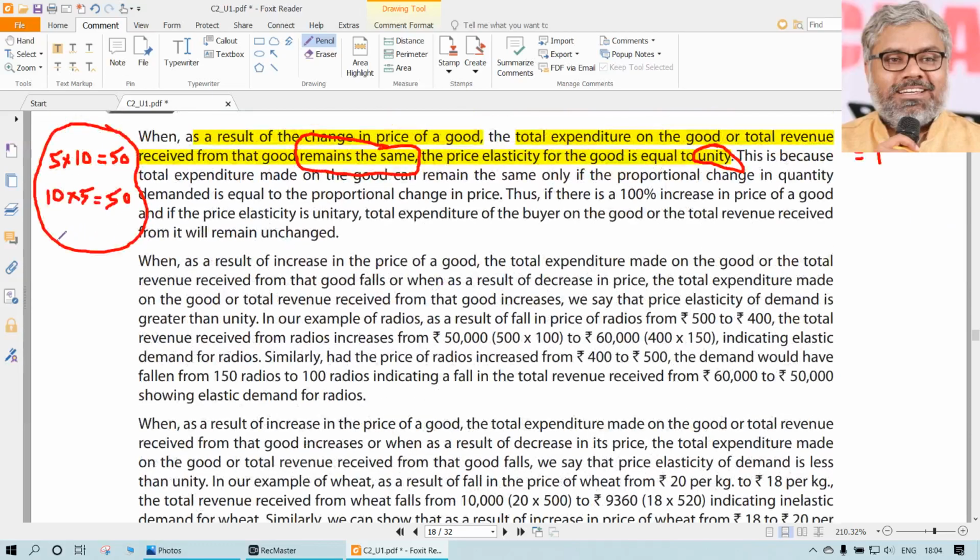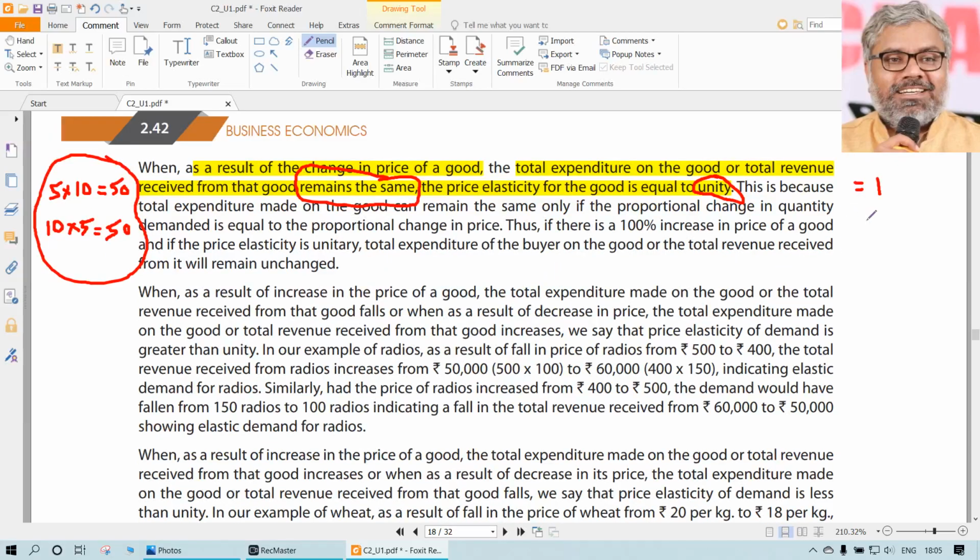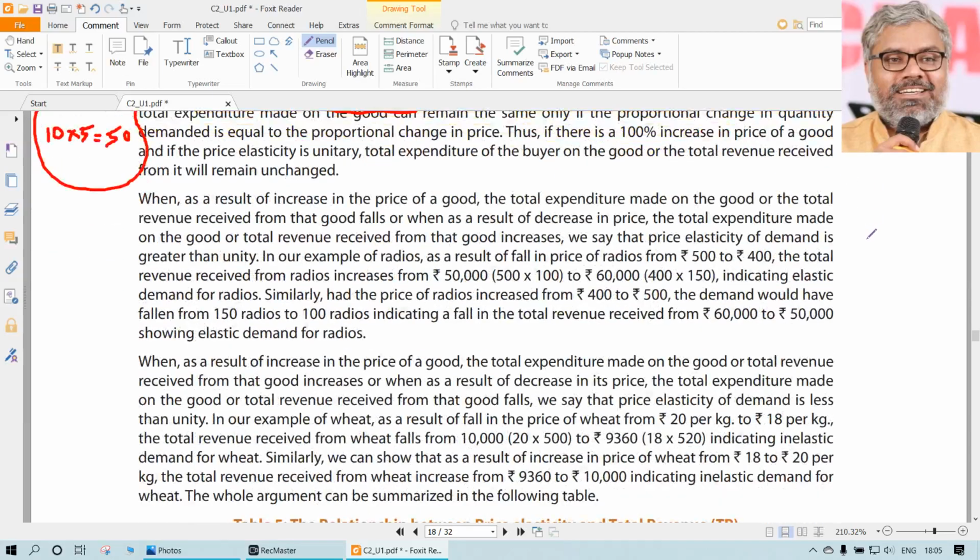Why is it happening? Because when there is an increase or decrease in price, naturally there is going to be a decrease or increase in quantity, according to which the total revenue is not getting affected. That is going to remain the same. If that is the case, it is called unitary elasticity.